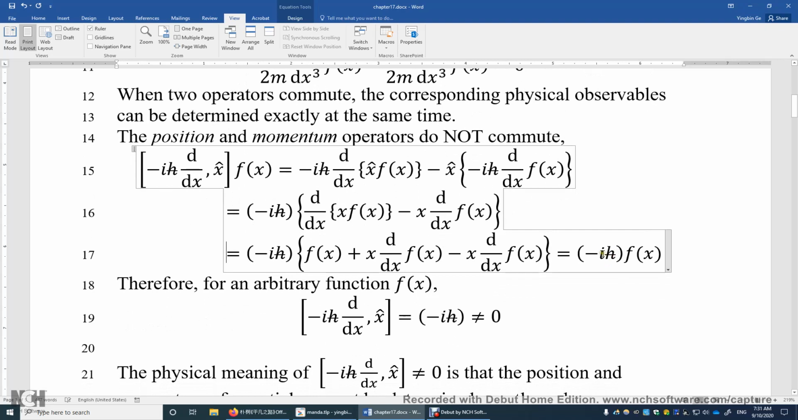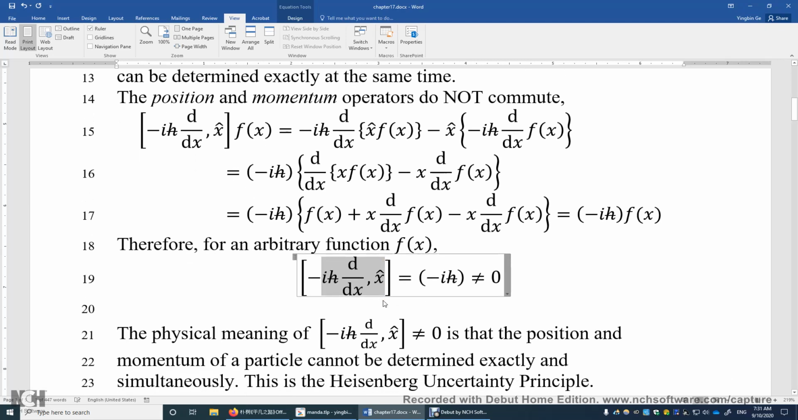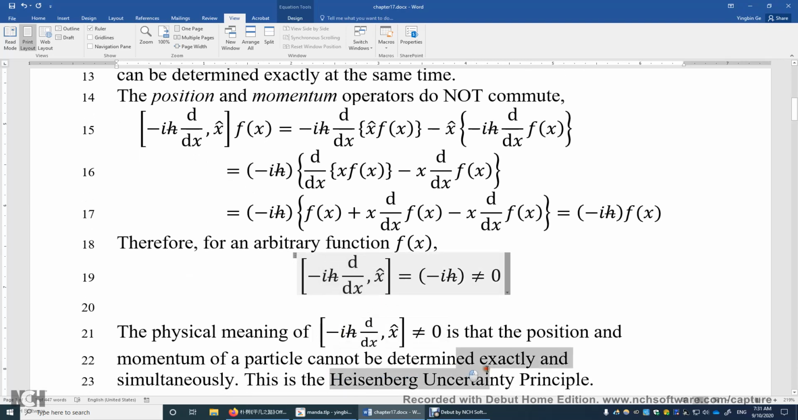Therefore, this commutator is equivalent to a constant operator. And that constant is negative i h bar. So we say this commutator is negative i h bar. It's not 0. The position and momentum operators do not commute. We cannot measure the position and momentum exactly at the same time. And that's the Heisenberg uncertainty principle. This can be proven easily from here.